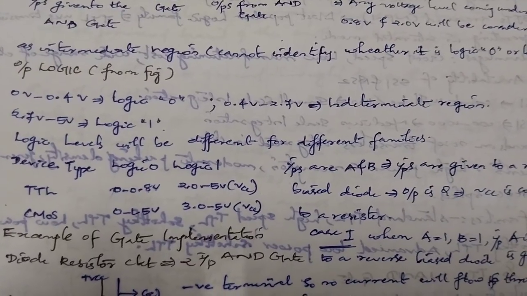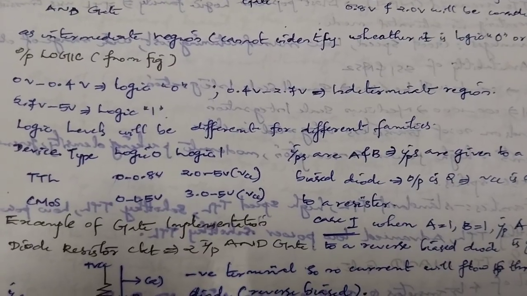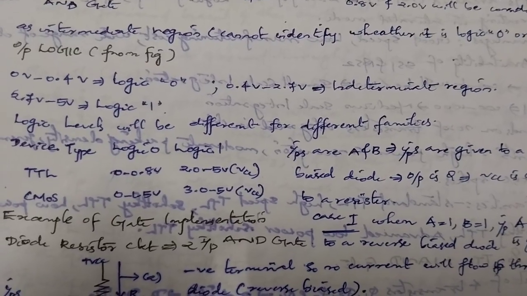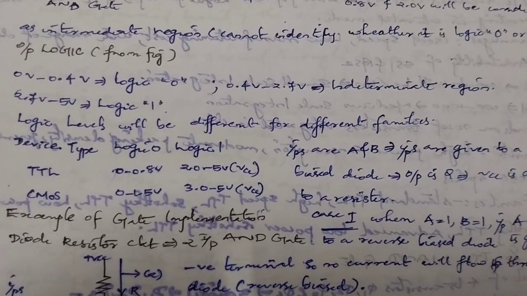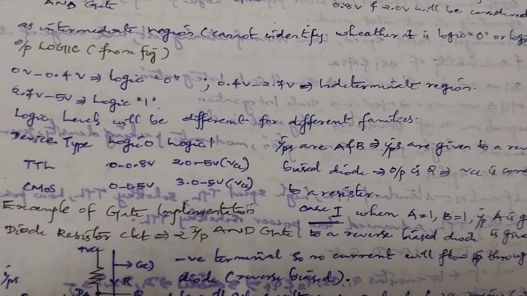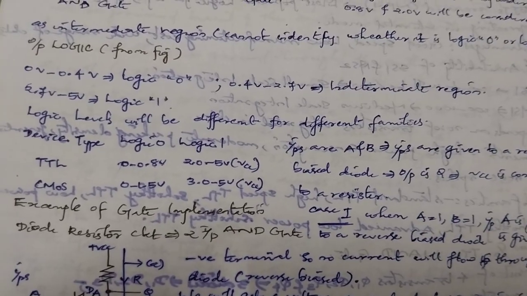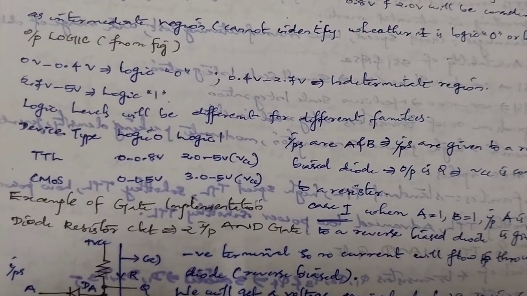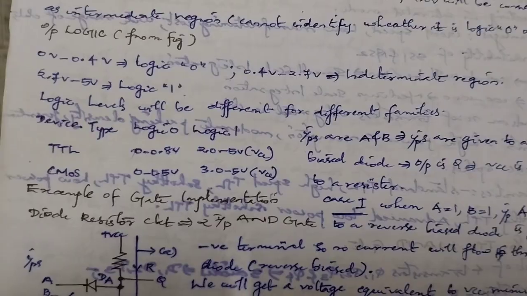Device type, logic 0, logic 1. For TTL, 0 to 0.8 volt is logic 0, and logic 1 is 2.0 to 5 volt VCC. Outputs are A and B. Inputs are given to the reverse biased diode. Output is for Q. The VCC is connected to the resistor. For CMOS, logic 0 will be 0 to 1.5 volt, and logic 1 will be 3.0 to 5 volt VCC.